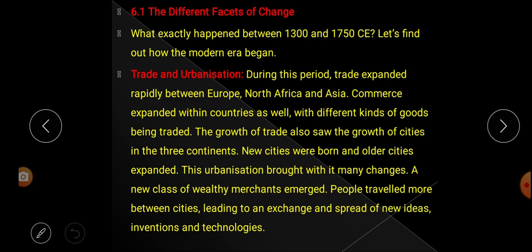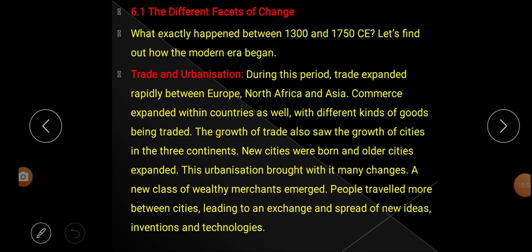Commerce expanded within the countries as well, with different kinds of goods being traded. That means inside the country itself, there were different kinds of goods being traded and different kinds of business took place. Listen carefully. During this period, trade and business increased rapidly, firstly in Europe, North Africa, and Asia. At the same time, commerce and business also expanded within the countries, with different kinds of goods being purchased within the country itself.